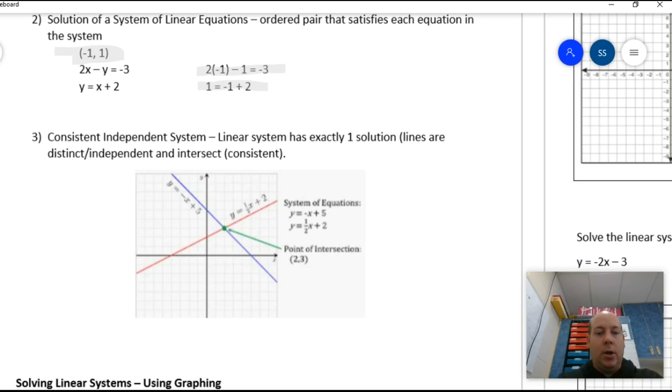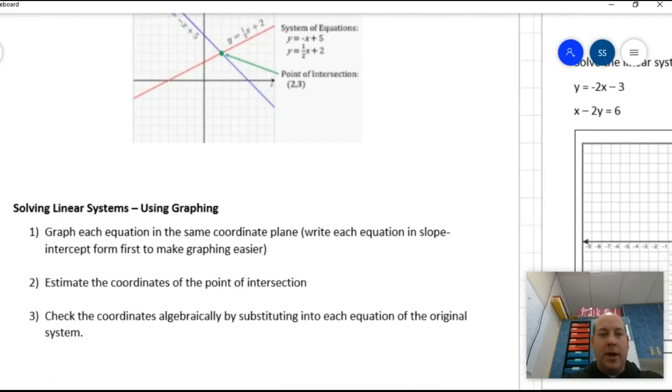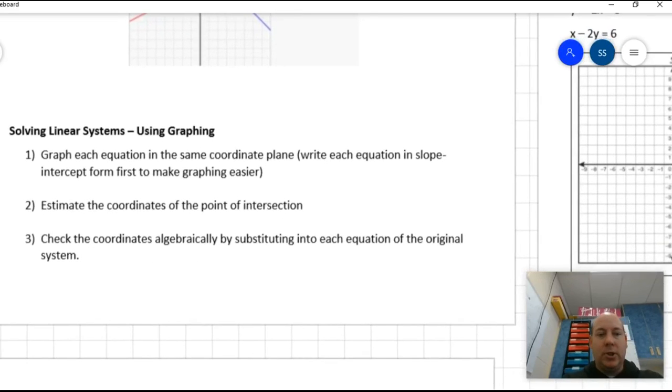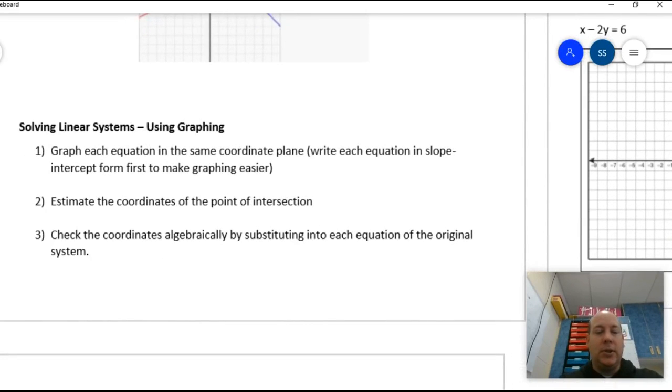All right. So we're going to look at how we can solve linear systems different ways. Like I said, we're going to start by looking at how we can solve it using graphs, because if we can find that point of intersection on the graph, we can find that solution. All right, so our steps: we're going to graph each equation in the same coordinate plane. Again, we have to look at where they intersect, so they need to be on the same coordinate plane. And most of the time it's going to be easier to write it in slope-intercept form first. If you can find the x and y intercepts, sometimes that helps too, but most of the time we're probably going to make sure they're in slope-intercept form.